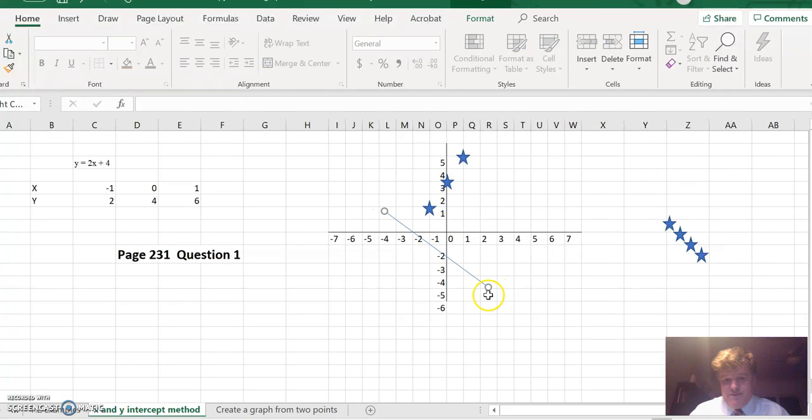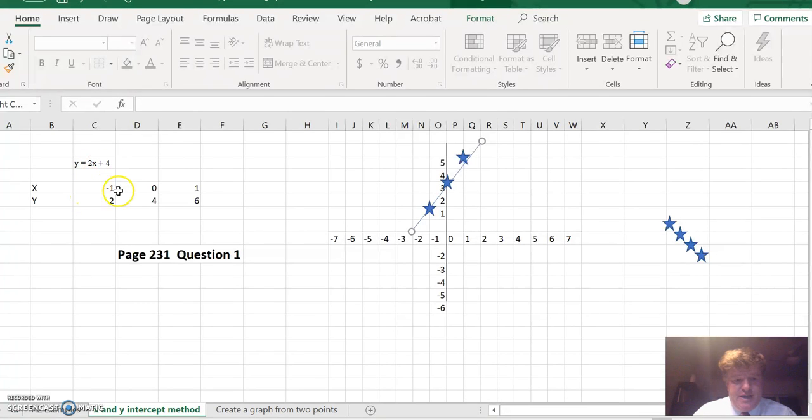So if we move this over here, it'll take me a couple of goes to get this right, maybe more than a couple of goes. We then put our line through here. And while not perfectly through the points, you'll do better with a pen and paper. That is a graph of y equals 2x plus 4.